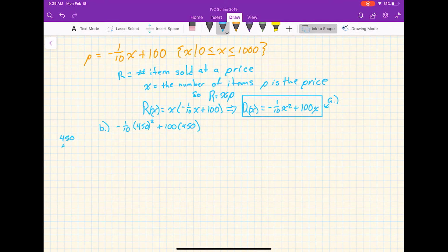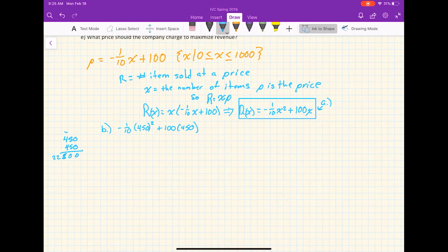Let's do 450 times 450. I'll just do that long multiplication really quick here. Just bring down the 0. 5 times 0 is 0. 5 times 5 is 25. Then put down our next 0. 4 times 0 is 0. 4 times 5 is 20. 4 times 4 is 16, plus 2 is 18.